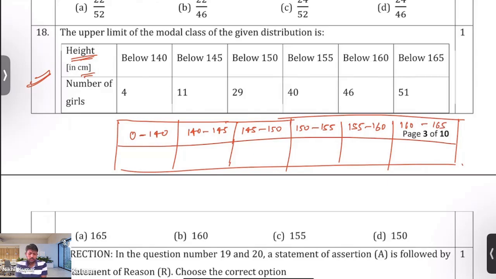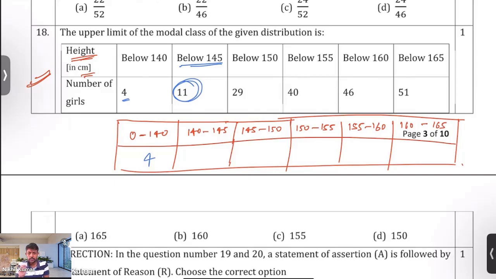So how many girls are below 140? From 0 to 140, it's directly given. Let me just fill out the data. 4 girls are below 140 centimeters of height. How many girls are below 145 centimeters of height? Total 11 girls. That's what this data tells me. But we already know from these 11 girls, 4 are below 140. So how many girls are between 140 to 145?